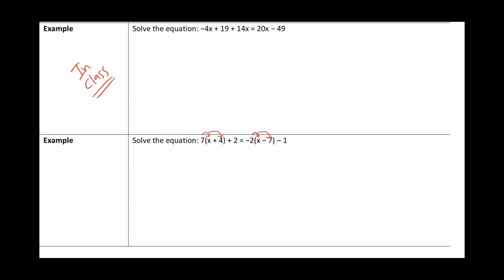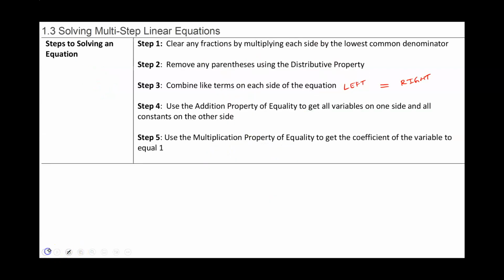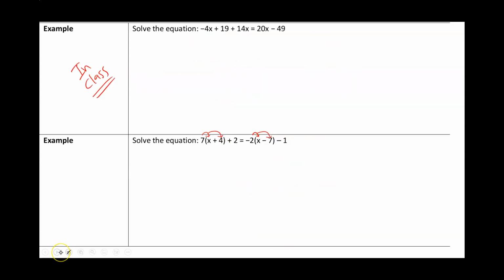And if you think about the order of operations, we always multiply before we can add or subtract. So the distribution has to take place before we can add or subtract. And it even says here, step 2 is distribution. Combining like terms is adding and subtracting, so we have to do the distribution before we can add or subtract. All right, so what do we have here?